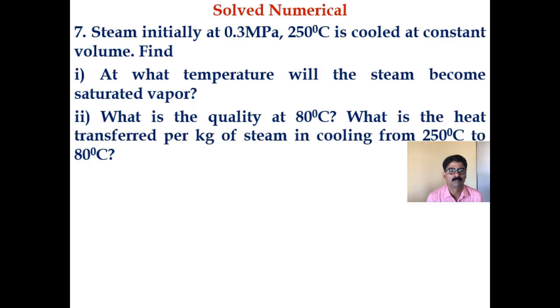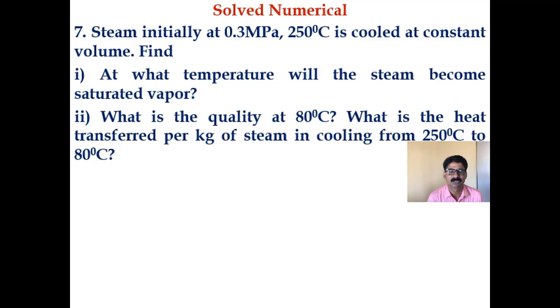So let us solve this problem. Steam initially at 0.3 megapascal and 250 degrees Celsius is cooled at constant volume. Find at what temperature the steam will become saturated vapor. What is the quality at 80 degrees Celsius? What is the heat transferred per kg of steam in cooling from 250 degrees Celsius to 80 degrees Celsius?